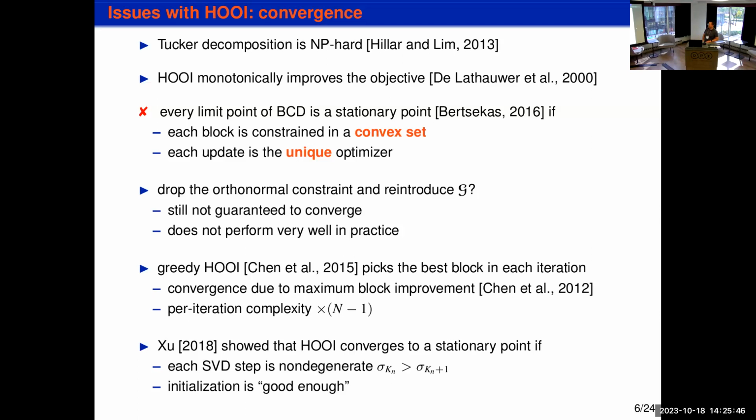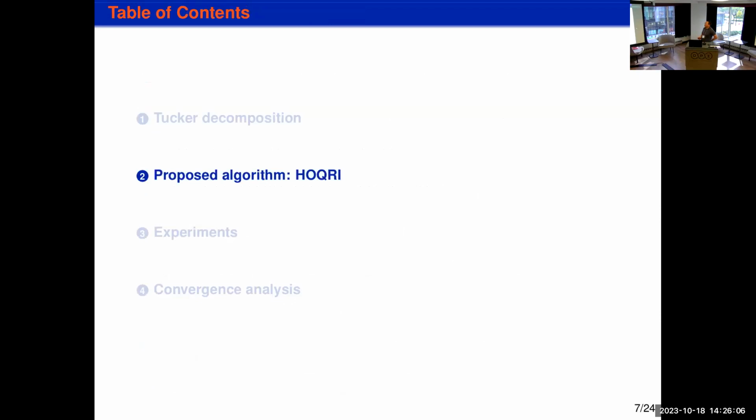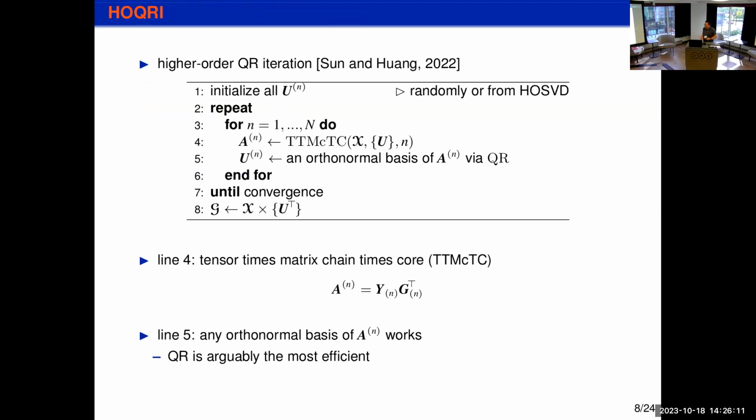There are some claims about the vanilla HOOI convergence, right? But it's with some additional assumptions that, again, are not really ideal. Okay, so here's our new method. It's extremely simple. It almost looks identical to the higher order orthogonal iteration, okay?